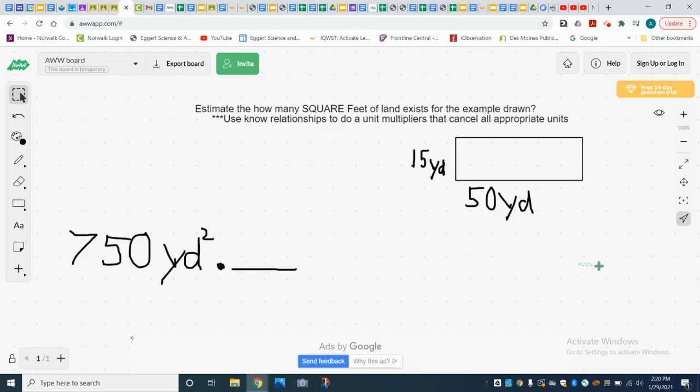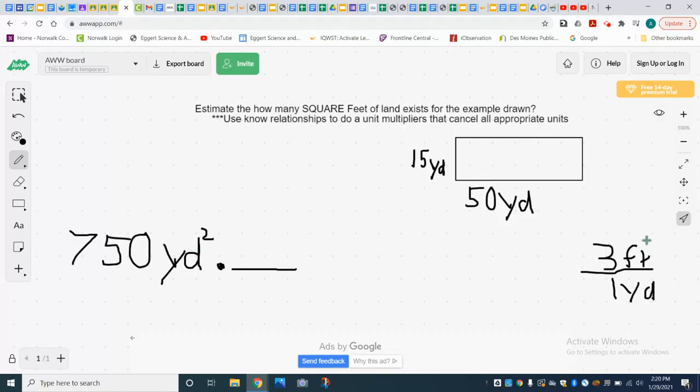I know that a relationship between yards and feet, 1 yard for every 3 feet is a true relationship. So I'm going to use this relationship to cancel the yard squared. Now this is only a length and a length relationship, but yet I've got a square yard. So it's kind of tricky.